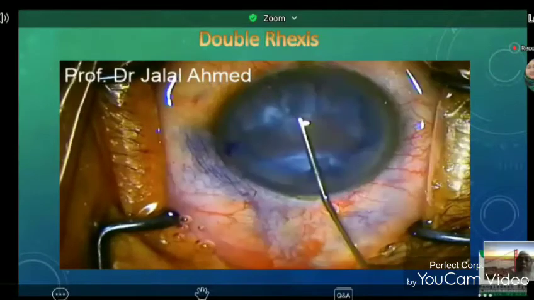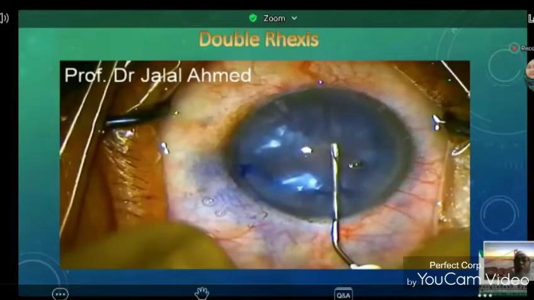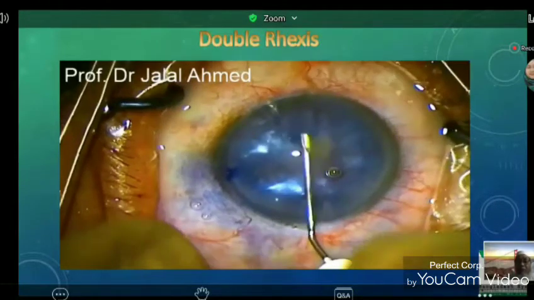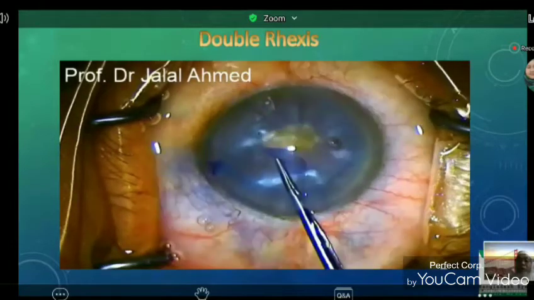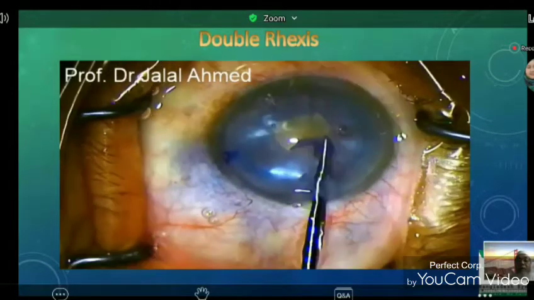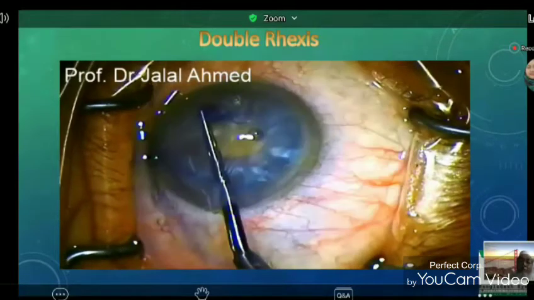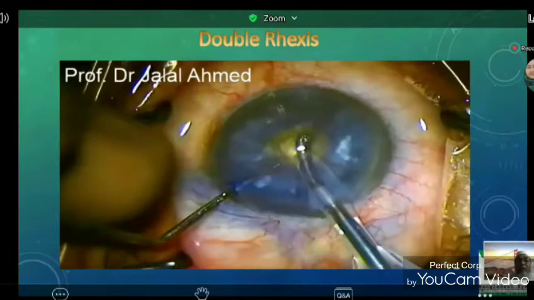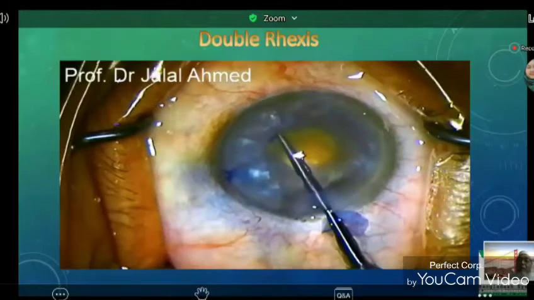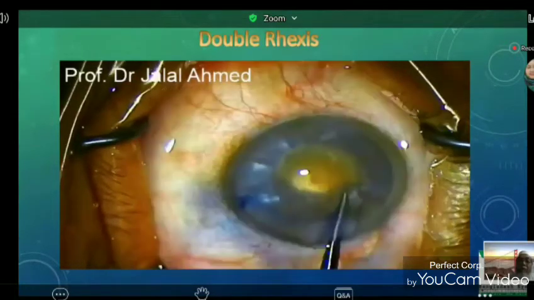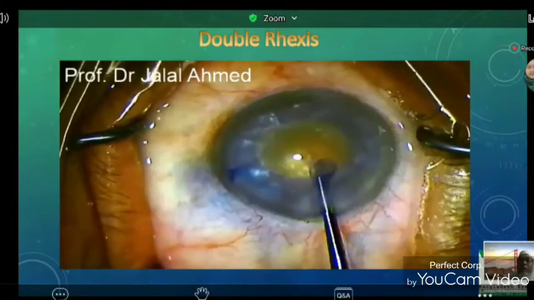And here is a video clip showing the rexis in a white hypermature intumescent cataract. Initially I use a spatula to press the liquefied lens material in the periphery. First I target a small rexis and complete it, and then the liquefied cortical matter is aspirated. Second, in the capsule margin a snip with scissors is given, and a bigger rexis is targeted, and it completed nicely with no problem.